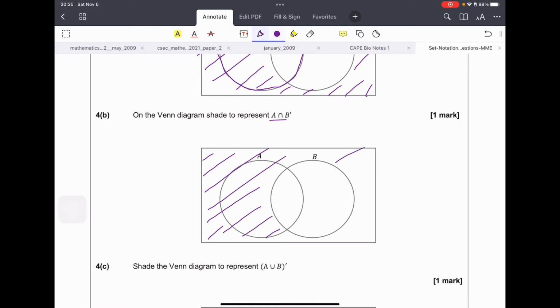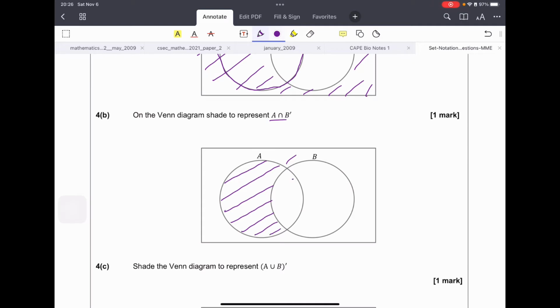Everything here. But A is only this circle here. So everything out of the circle that we just shaded in the above diagram has to come out of this diagram. So all of these, everything here we can't shade because that doesn't belong to A. The question is asking everything that belongs to A and B prime. So it becomes now just this here. That is all A intersect B prime is.